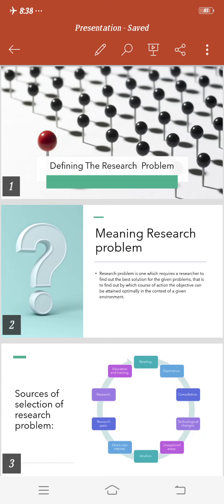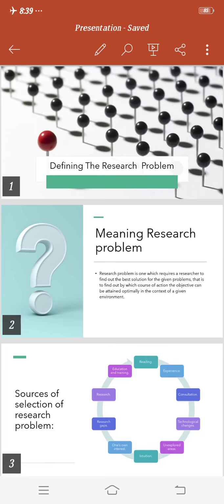Next one is unexplored area. Any problem may also be selected from those areas which have not been explored. For example, the boiling river. It is an unexplored area, so he has to find it out. Next one is intuition. A reflective mind is a spring of knowledge. At times, new ideas may spring to one's mind like a flash of light. So while doing different activities, we get new ideas and new thoughts like a flash of light. At that time we have to record those problems and then find the solutions. So it is one source of research problem.